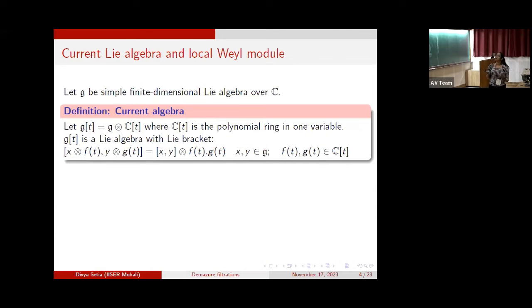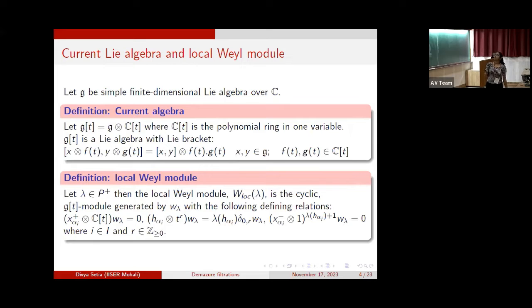So first I'll define the notion of current Lie algebra. Let g be a simple finite dimensional Lie algebra, and you tensor it with C[t]. So you'll get a Lie algebra with this Lie bracket. And then there is a notion of the local Weyl module corresponding to this current Lie algebra. This acts as a universal module, because every finite dimensional integrable highest weight module is a quotient of this local Weyl module. For any dominant weight lambda, we can define the local Weyl module, which is the cyclic g[t] module generated by w lambda, and the defining relations are that the positive part will act as 0, the h part will diagonalize it, and the higher degrees will kill it.